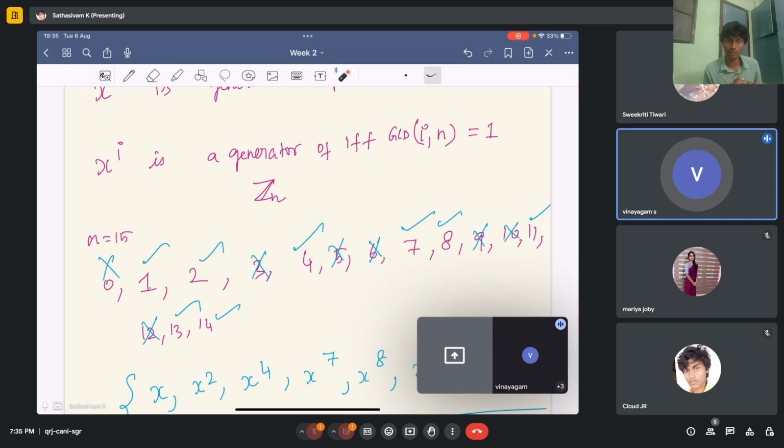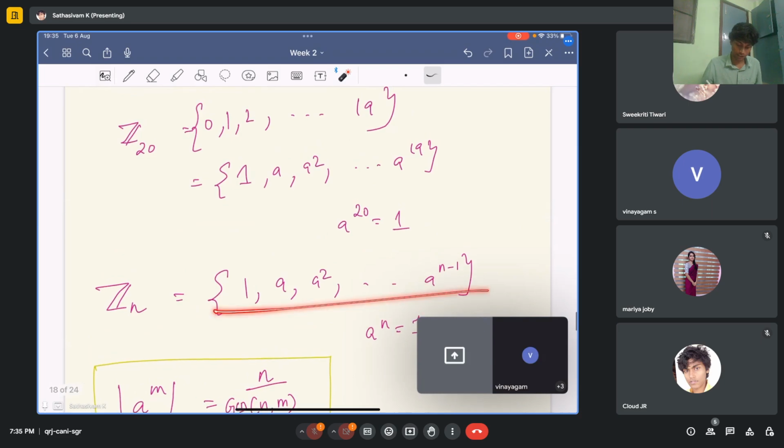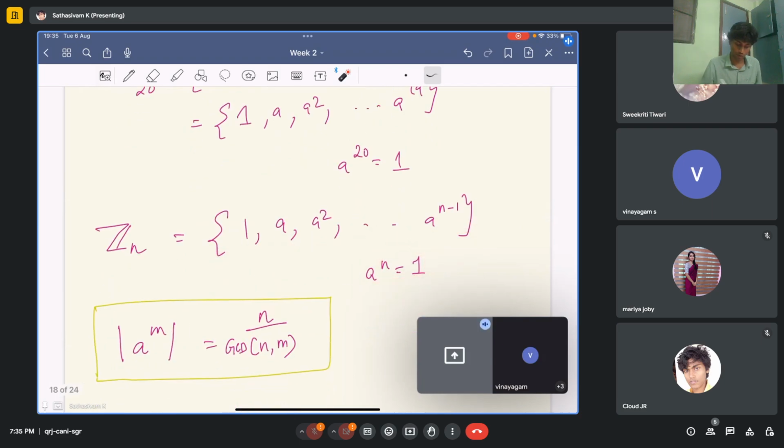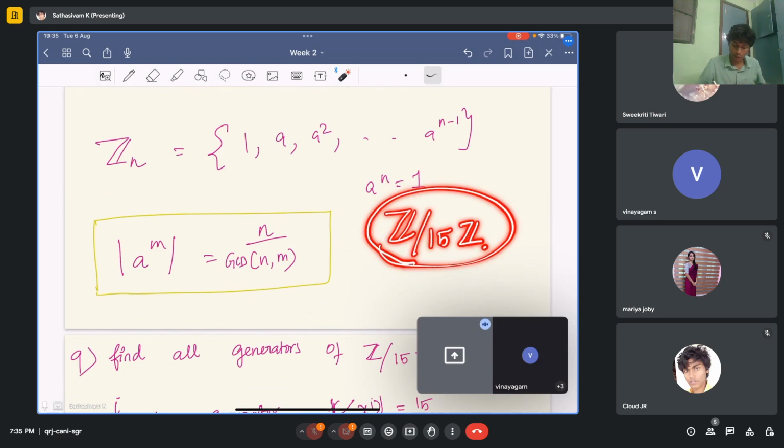Sir, my doubt is this is a quotient group or is it? See, Zn is just defined in this way. You take this and then whatever comes, you just put it inside. That is how Zn is defined. Of course, you have a quotient group, which is Z mod 15Z. So this is also there. But this group is isomorphic to Z15. Okay, so these are same groups actually.